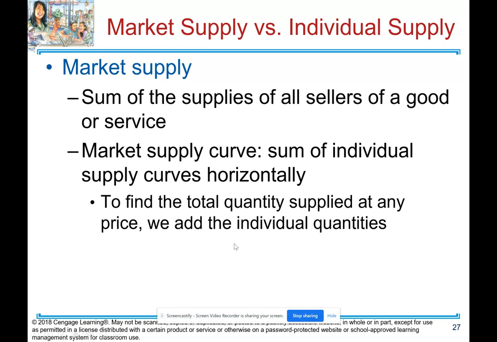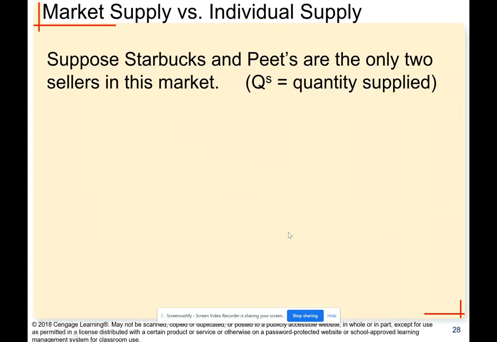Market supply versus individual supply. Like demand, we can come up with a market supply by summing horizontally the individual suppliers. So, market supply is the sum of the supplies of all sellers of a good or service. The market supply curve is the sum of individual supply curves horizontally. To find the total quantity supplied at any price, we add the individual quantities.